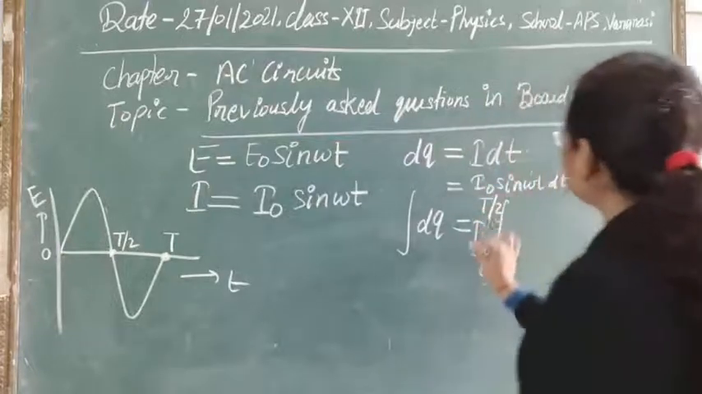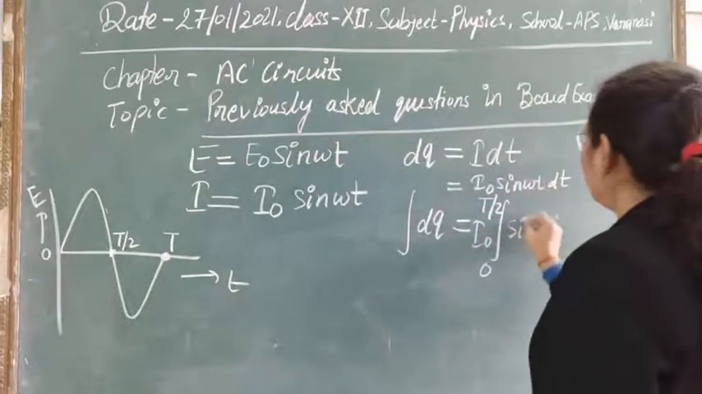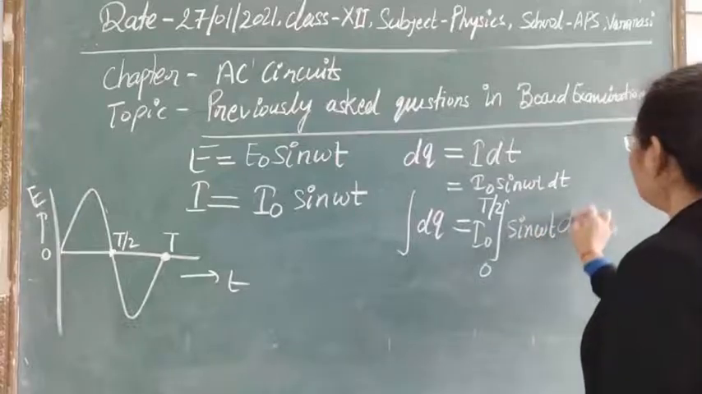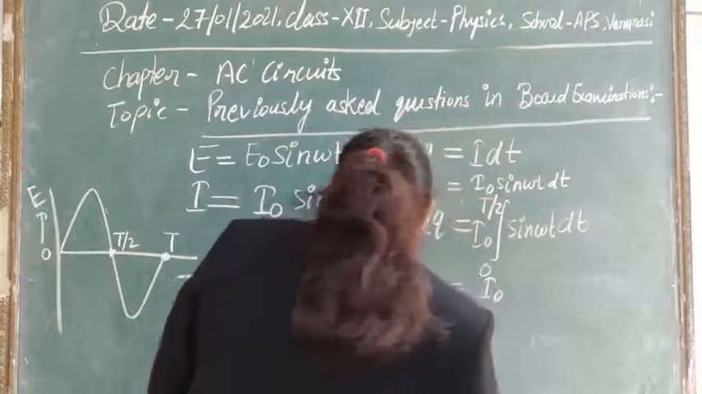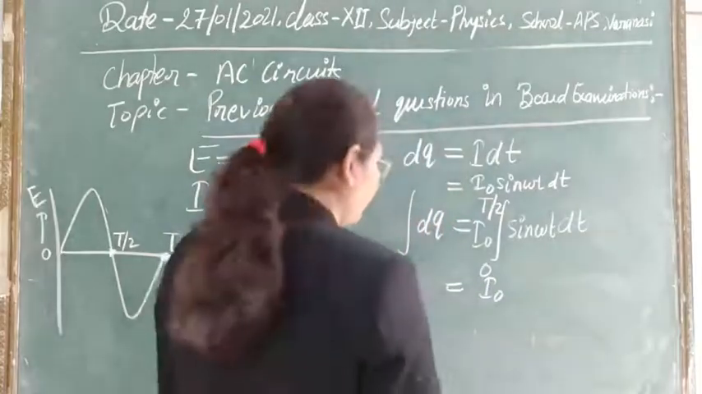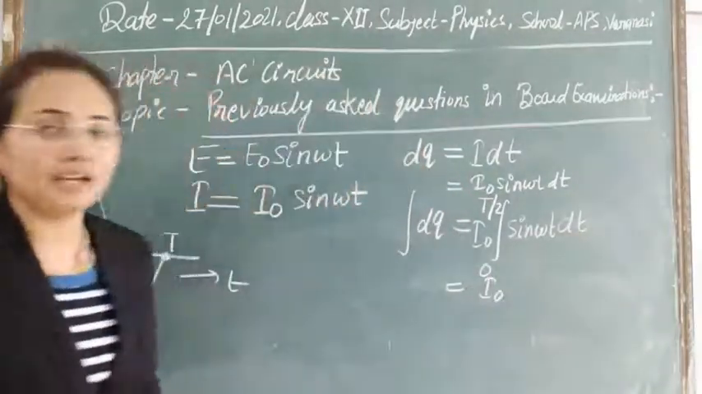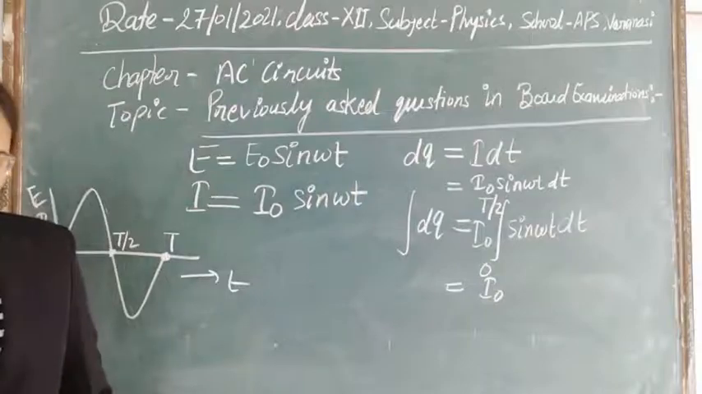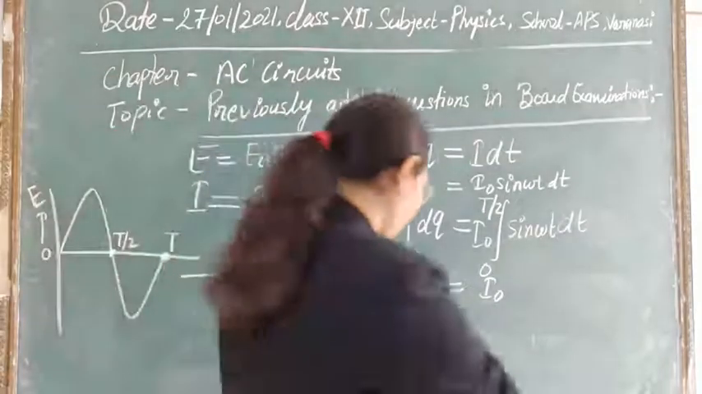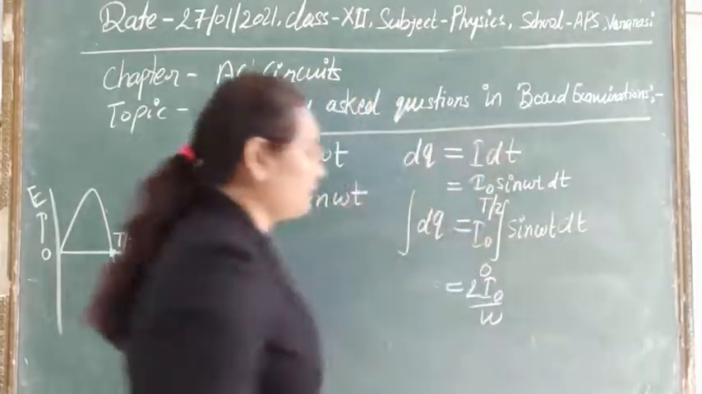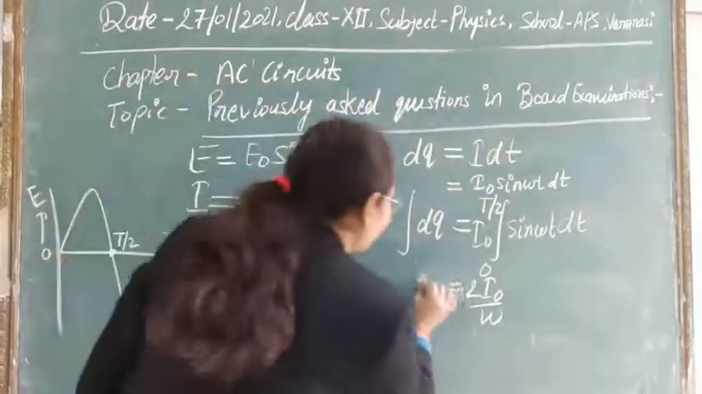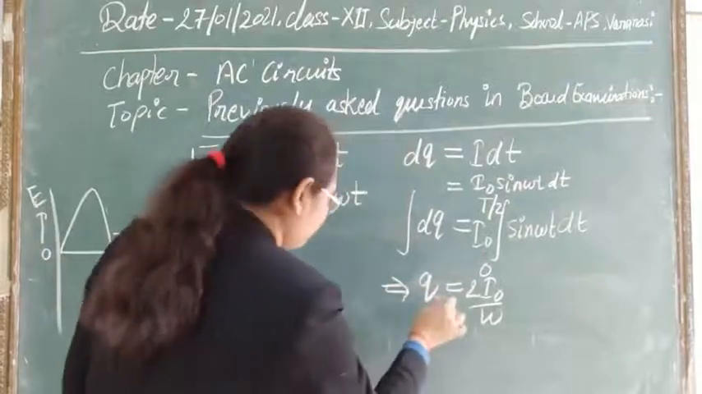As I0 is constant, we can take it outside and write sin omega t dt here. After integration and putting in the limits, we can directly find the value. I just want to write it directly. This will be 2I0 by omega. And this value is Q.